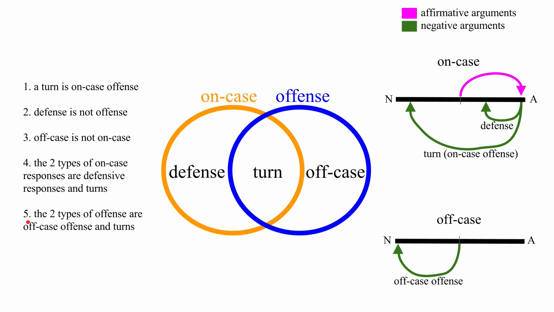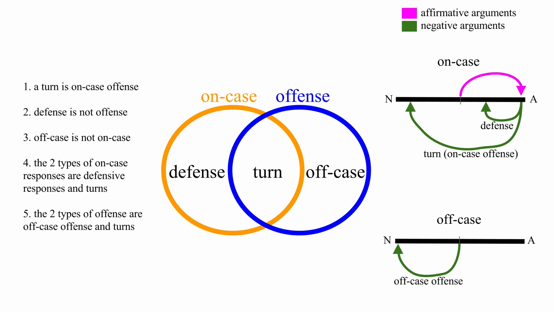And finally, we have the 5th statement. The 2 types of offense are off-case offense and turns. Well, again, what's a turn? It's anything that brings us to the negative side of an axis. Well, we have a turn that brings us to the negative side of an axis that represents on-case impacts. But then we also have off-case offense, and that takes us to the negative side of an axis that represents off-case impacts.